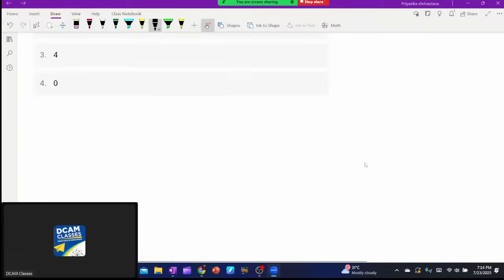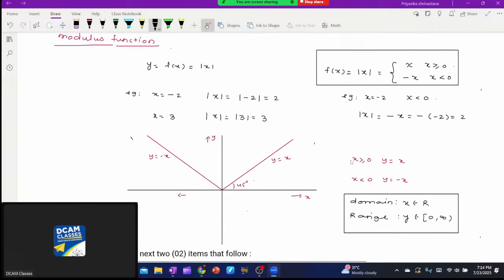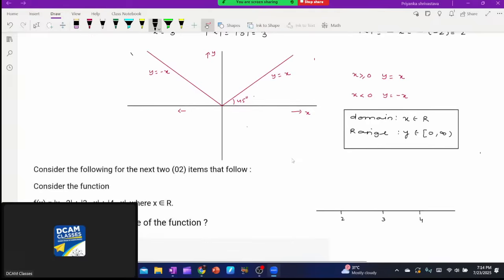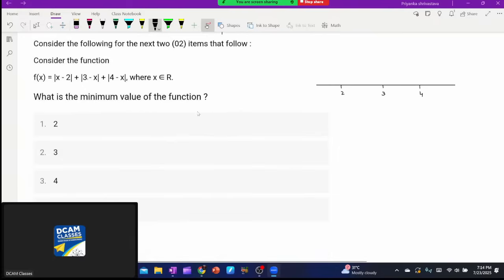Emma, you said today you won't be able to attend the class. Thought it got over quickly. So we were actually discussing the modulus function. I gave the question. I think we have discussed modulus already in inequalities, so that should not be a problem for you. Just try solving this question. What is the minimum value of the function?